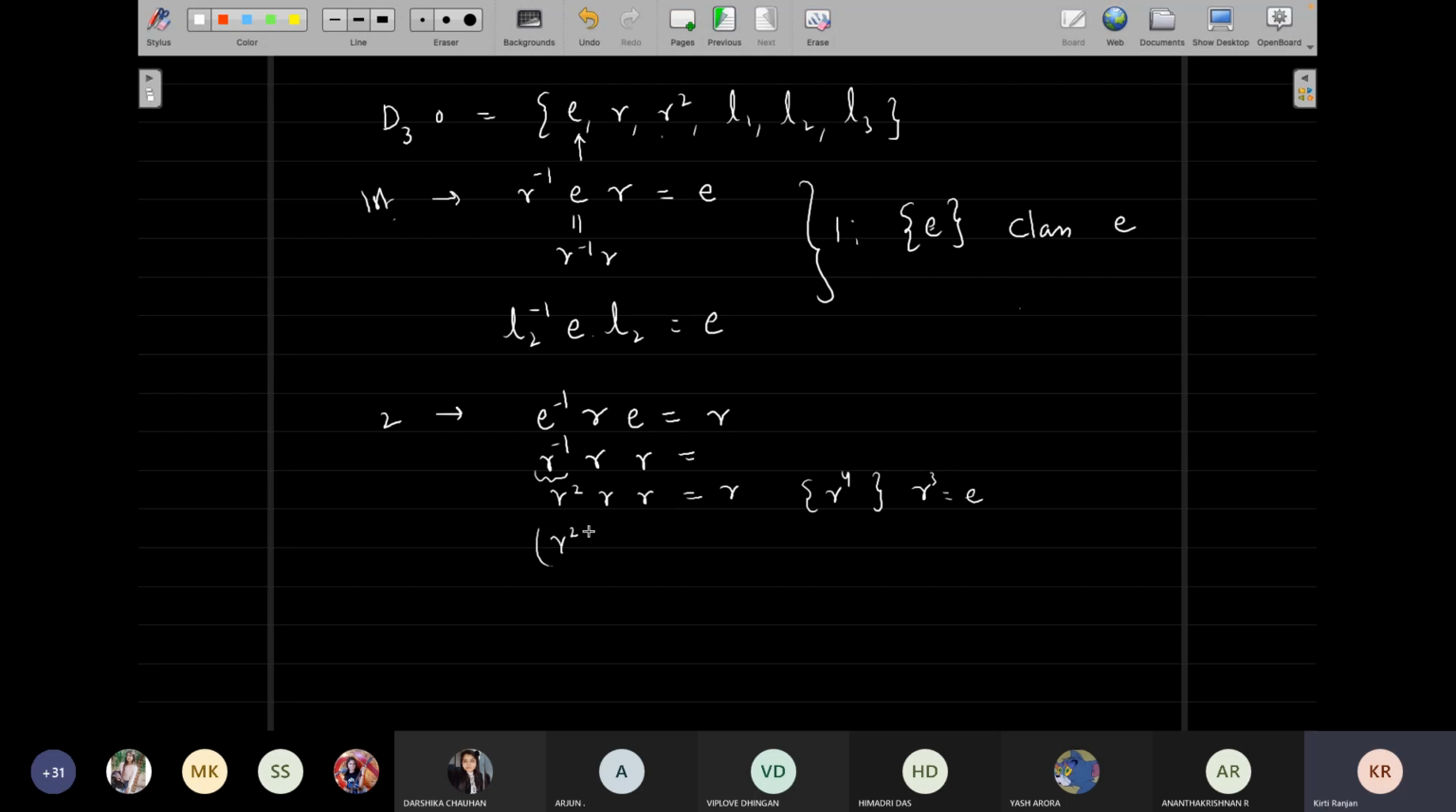So R square inverse R square. What will be this element? So what is the inverse of R square? R. So what will be R into R square then? Again R. So you are not going to get something new. R is there already, you have found. Let's just do now L1 inverse R L1.